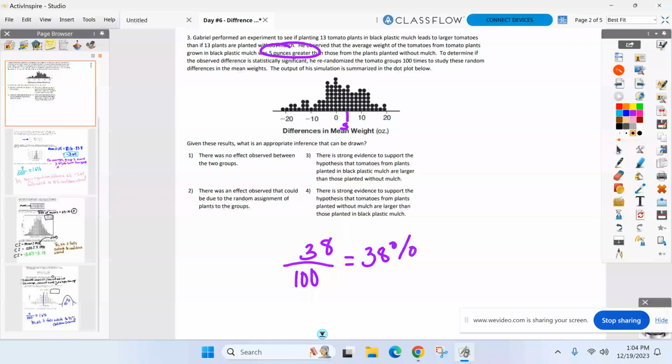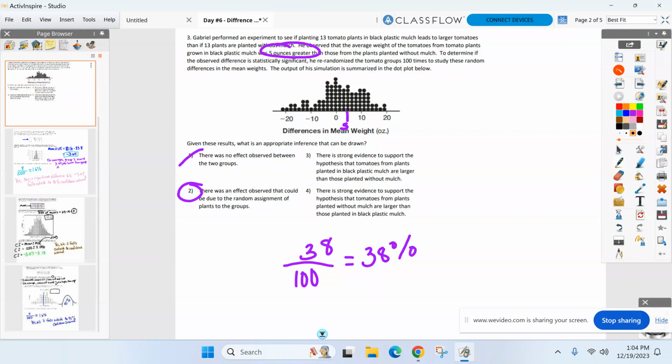Does that fall inside or outside then? Inside. All right, so let's answer this question now. Which appropriate inference can be drawn? There was no effect? Well, there definitely was, because one was 5 ounces greater. There was an effect that could be due to random assignment. That's the one we want, because it wasn't due to the mulch. If it was due to the actual mulch, this would be 5% or less, and I'd be picking 3 or 4 here.